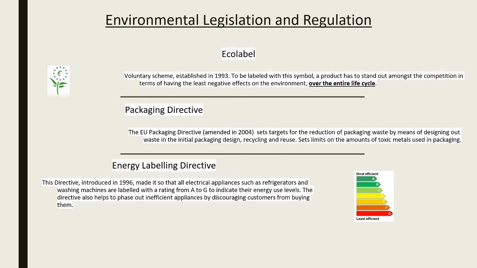There is some legislation and rules in place that encourage being more environmentally aware, and that's for both the consumers, the people that use the product, and also those that manufacture and sell the product. So you've got eco-labelling, which is this symbol here that you see, with the European Union logo with the stars and the little flower. That's a voluntary scheme. It came into place in 1993, and this symbol is put on a product so it can stand out amongst competition in terms of having the least negative effect on the environment over its entire life cycle.